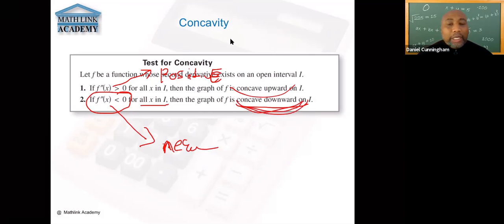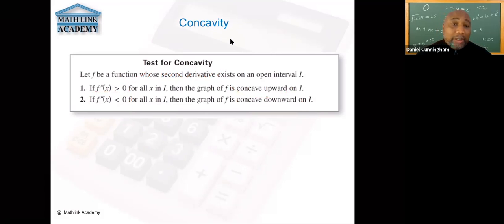So really what we're looking at, and I'm going to clear this so you can see this, is when the second derivative is positive and when the second derivative is negative. We want to look at those values, not necessarily the numbers, but whether it's positive or negative, which tells us if it's concave up or concave down. So let's look at an example and show you how to write the answer for concavity.